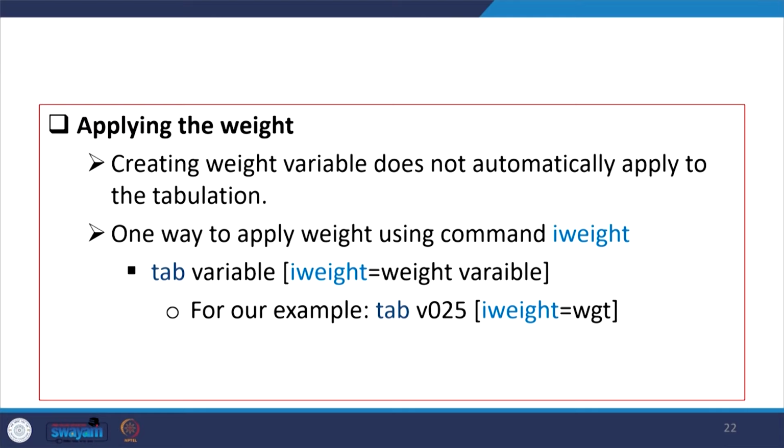Okay. So, with the command iw or iweight is equal to the weight variable, that variable has to be defined, then we can understand the tabulation of it, how it looks like, what kind of percentage it gives. In our example data, we have the variable called rural and urban, the location variable, it is V025, with the weight given as iweight is equal to WGT, which we have defined.